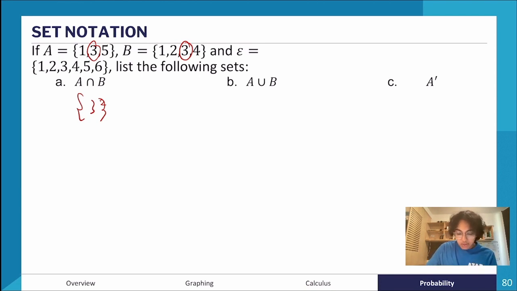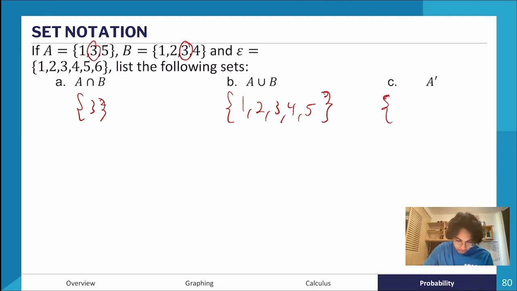What about A union B? That's just all the values in both of them without repeats. So we've got 1, 2, 3, 4, and 5. And not A, or the complement of A, is just everything that's not in A. Anything that's not in A.